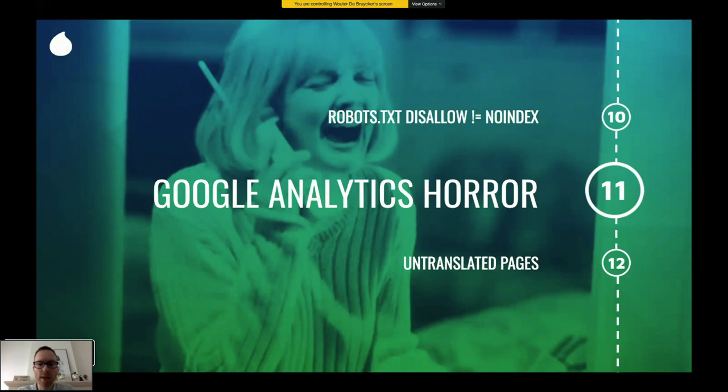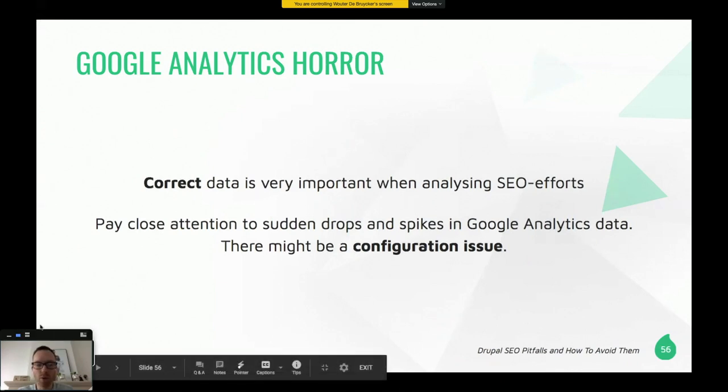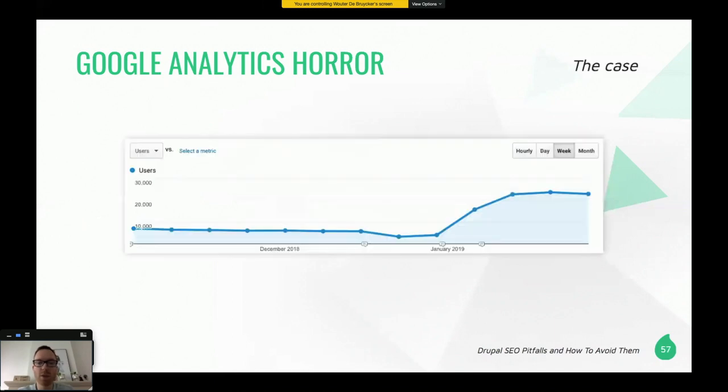Next up, some Google Analytics horror. Now, of course, correct data in Google Analytics or another analytics tool is very important when people are analyzing their SEO efforts. I know this is not something developers usually take a look at, but if you are just launching a site, or in a couple of months, you should pay close attention to sudden drops and spikes in Google Analytics data, because sometimes there might be a configuration issue and you don't want your customer calling you a couple months later saying there's an issue which you could have prevented. So pay close attention to sudden drops and spikes.